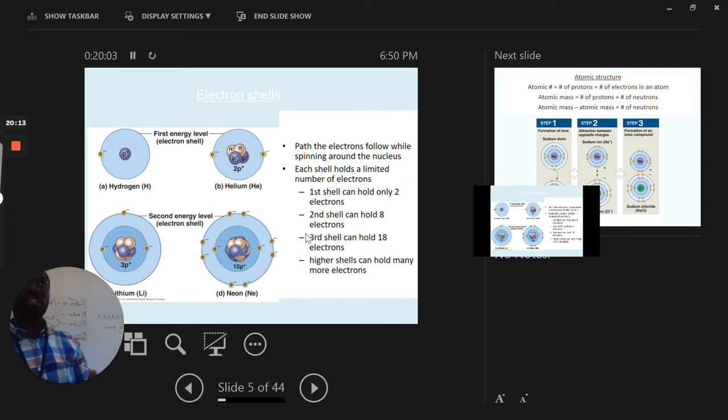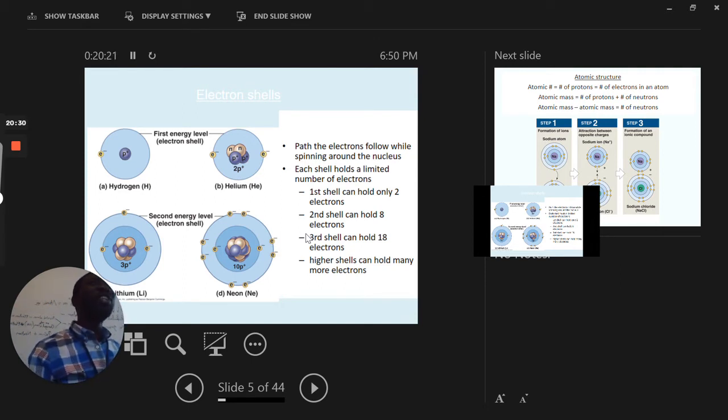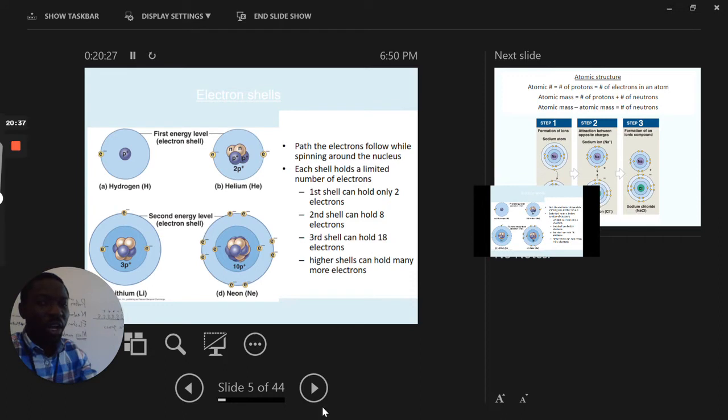Good. So any other atom that has this full, whether first shell, second shell, third shell, fourth shell, fifth shell, continuing, we say it is stable, it is balanced, they are non-reactive. Make sense? Good. Now, the first shell can only take 2, meaning it can take 1, but the maximum it can take is 2.